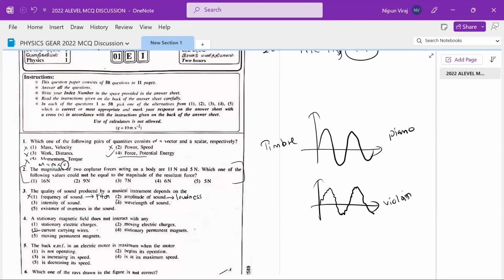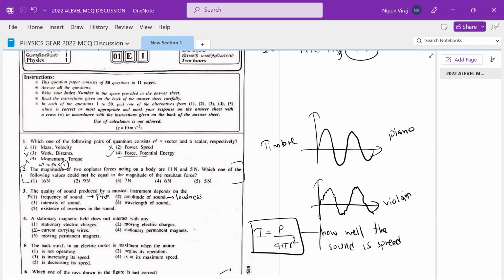And like intensity of sound, we know that intensity is equal to P over 4 pi r square. Okay? So intensity gives a measure of how well the sound is spread. This is what intensity will tell you. It sort of talks about the energy distribution of the sound. So it doesn't have any relationship with the quality of the wave shape of the sound. So this is wrong.